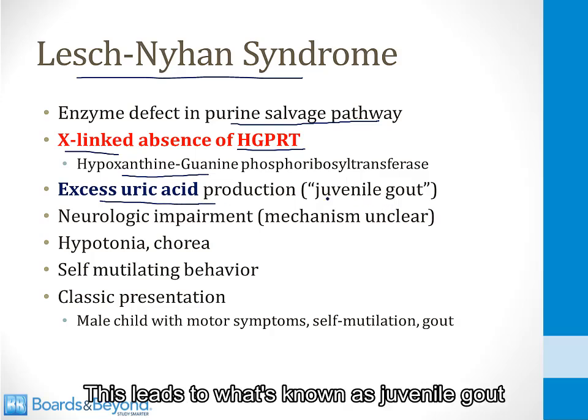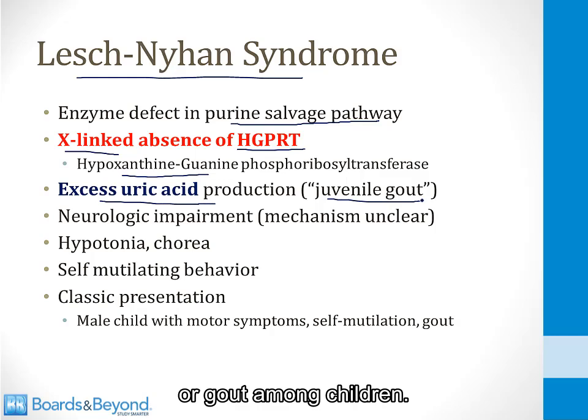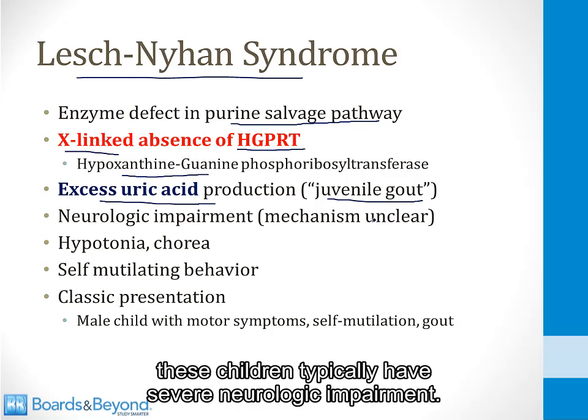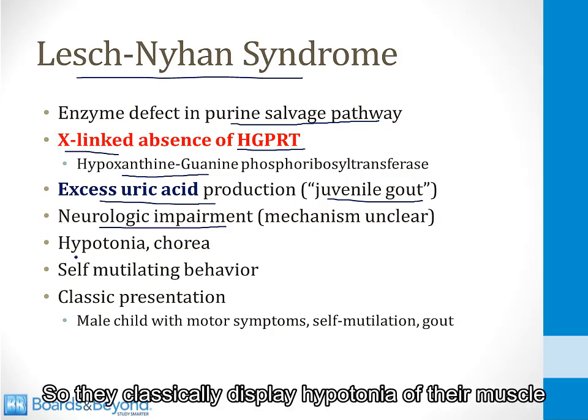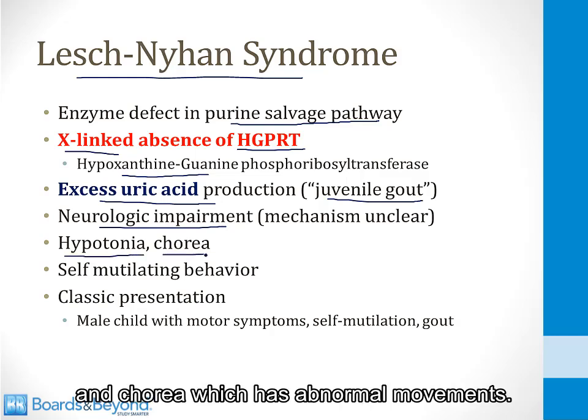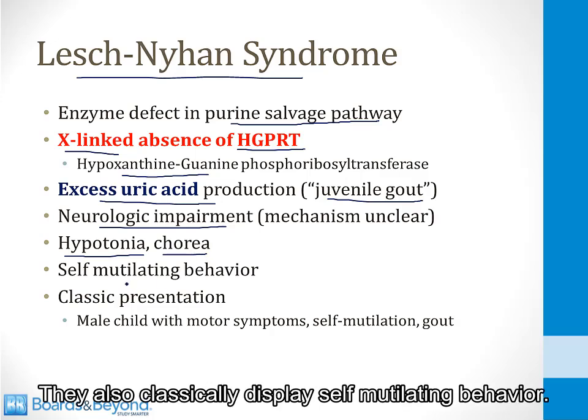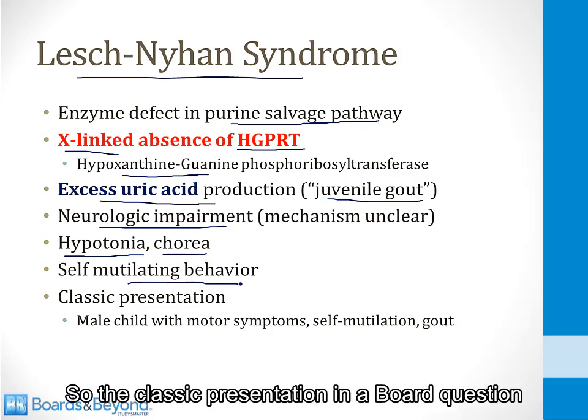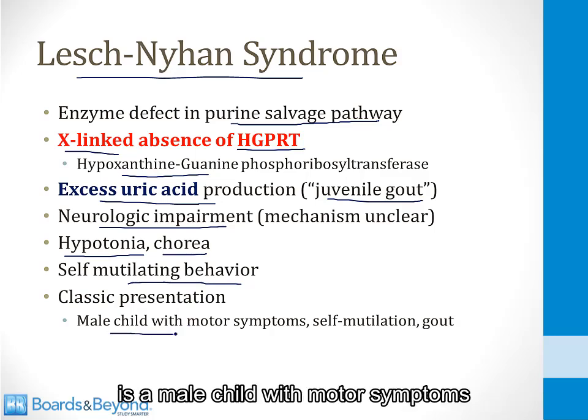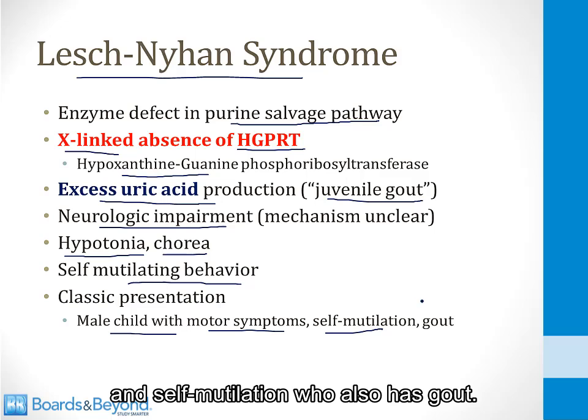This leads to what's known as juvenile gout, or gout among children. Now, in addition to the gout, these children typically have severe neurologic impairment. The mechanism of this is unclear. So they classically display hypotonia of their muscle and chorea, which is abnormal movements. They also classically display self-mutilating behavior. So the classic presentation in a board question is a male child with motor symptoms and self-mutilation who also has gout.